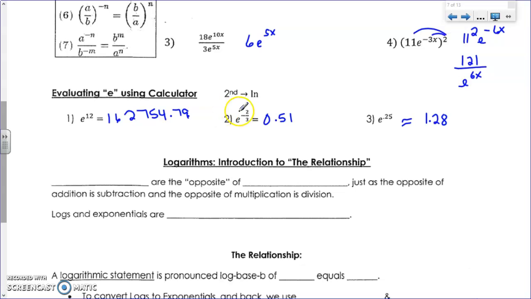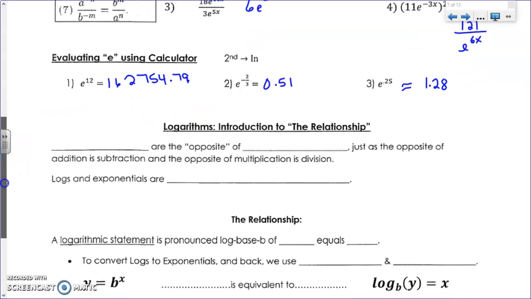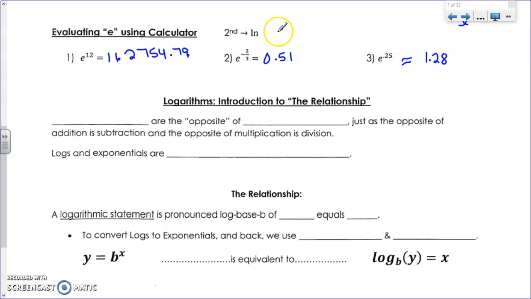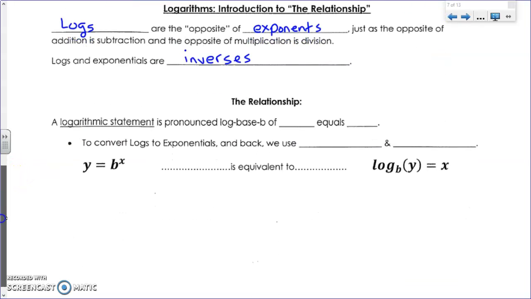Okay, so we will use e because of the ln. e is the base, the log base e of ln. Okay, logarithm, introduction, and relationship. So we know that logs are the opposite of exponents. We talked about that when we were graphing. So logs are the opposite of exponents, just as the opposite of addition is subtraction and multiplication is division. Logs and exponents are inverses. So in math, we call those opposites inverses. So let's talk about the relationship.